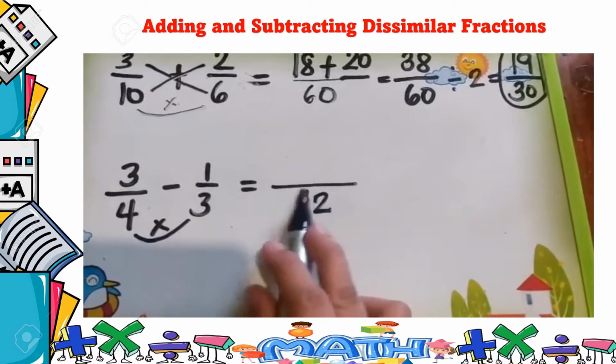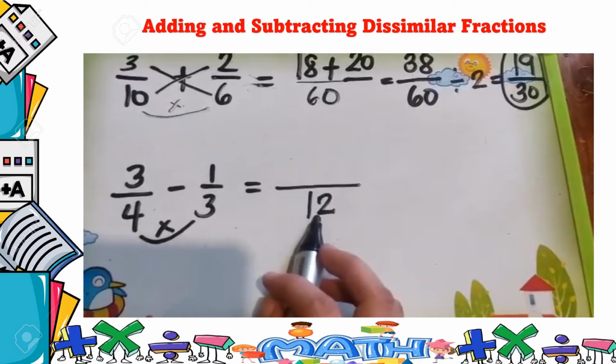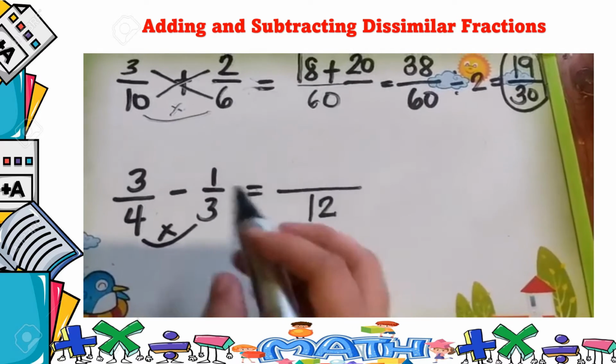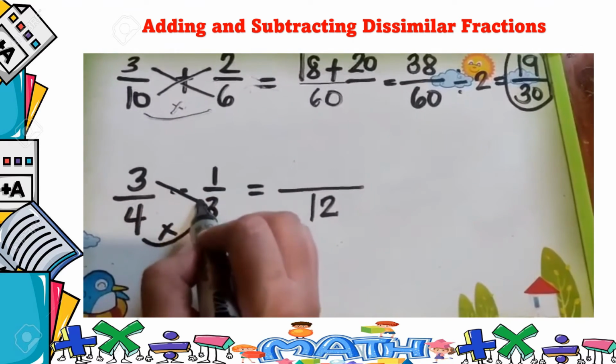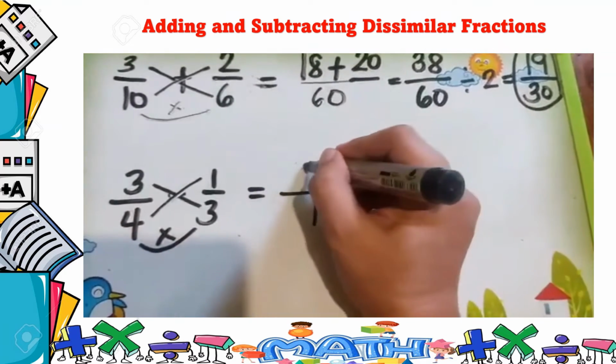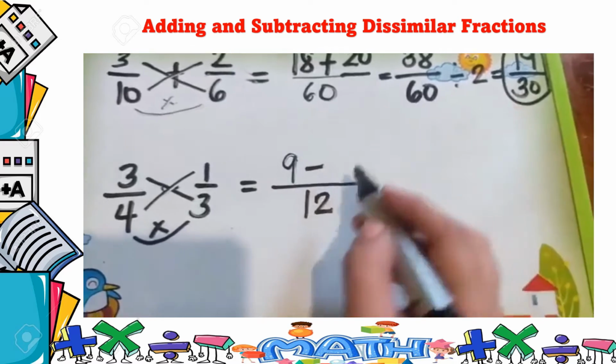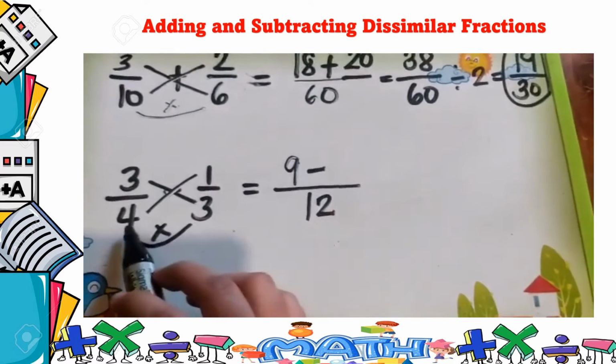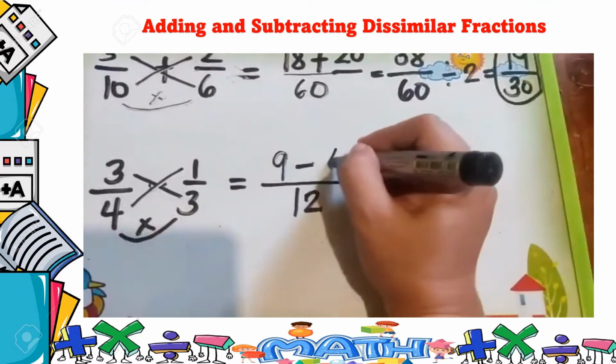And then we have the new denominator which is 12. And then the next step is to cross multiply. So multiply natin 3 times 3 and then 1 times 4. So 3 times 3 is equal to 9. And then the minus sign, don't forget. And then 4 times 1 is equal to 4.